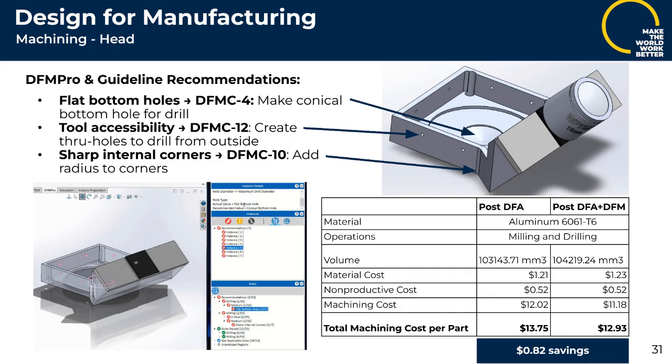The updates include replacing the flat bottom holes with conical bottom holes, and also making the small holes around the edge through holes to help with tool accessibility. Rounds were also added to the internal corners. Some impacts to the design are that the small through holes negatively impact the overall look of the microscope, and could introduce an area for dirt to accumulate. But from these improvements, the machining cost decreased, which had an overall 82 cents in cost savings.